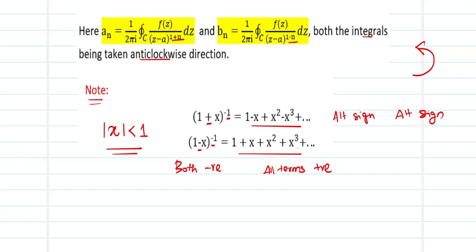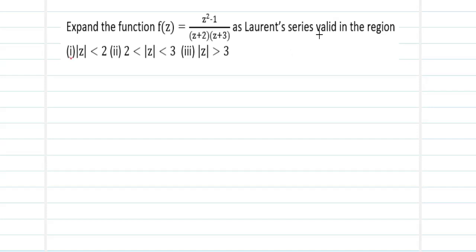So we will try to apply the Laurent series to the function f of z is given as z square minus 1 by z plus 2 into z plus 3, which is going to be defined or expanded for 3 different zones. The first zone mod z less than 2, second zone 2 less than mod z less than 3, and the third zone which is mod z greater than 3. So this is going to be a part C question.